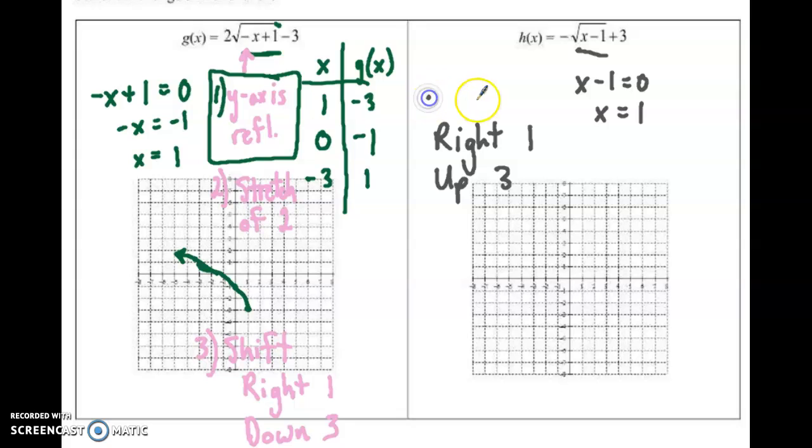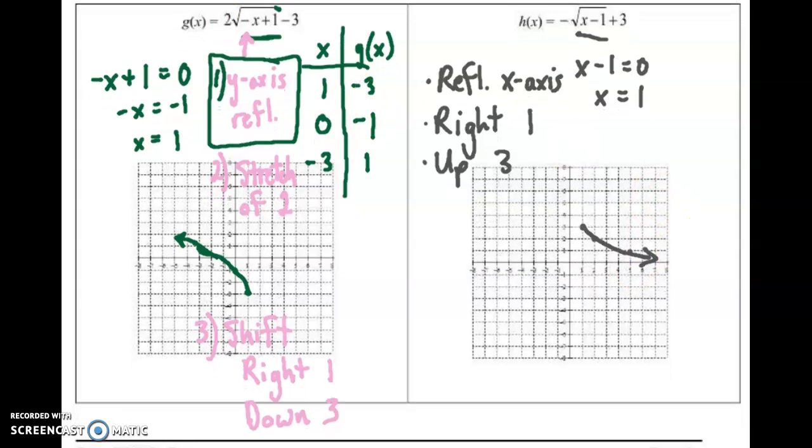And what I should have said first is this negative in front, which is a reflection over which axis? The x-axis. So instead of being an upwards square root function, it's a downward shifted right 1, up 3. And the graph looks something like this. Feel free to use a table to get these answers.